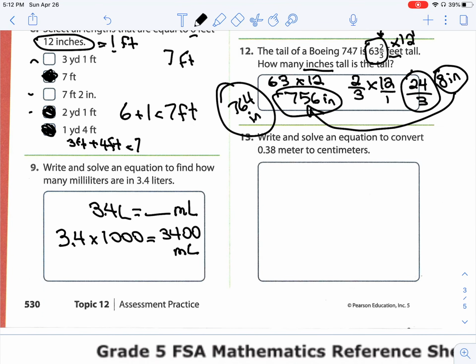Last one, number 13. Write and solve an equation to convert 0.38 hundredths meter to centimeters. So we're doing 0.38 and we're going to need to turn it to centimeters.